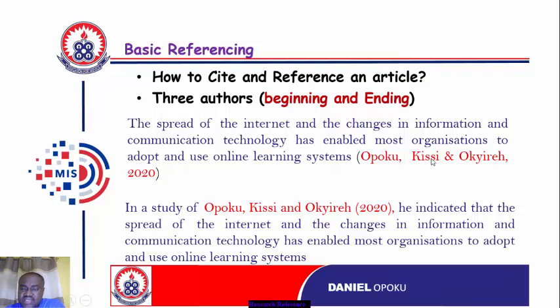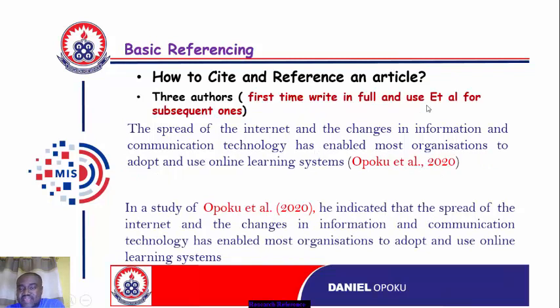At times when the authors are many, maybe 3, 4, 5 or 6, you can't write all the names there. So you introduce a new function called et al. Et al, E-T space A-L, means "and others". So Opoku and others, because the references are many and you cannot write all of them. So you write Opoku and others. It means Opoku et al., Opoku and others, which includes that you have Kisi and Ochre inside.